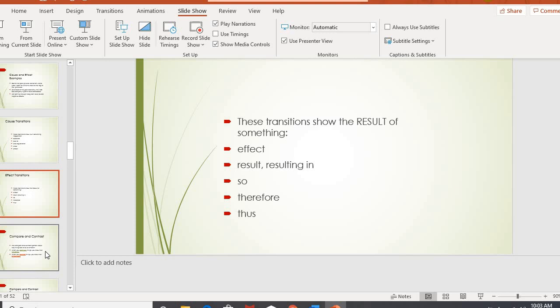So if I were to say, the wind was blowing so hard my umbrella broke. Well, the cause would be the wind. The effect would be my umbrella breaking. So you have to kind of look for the relationship between ideas.